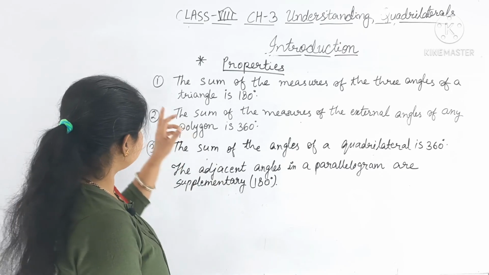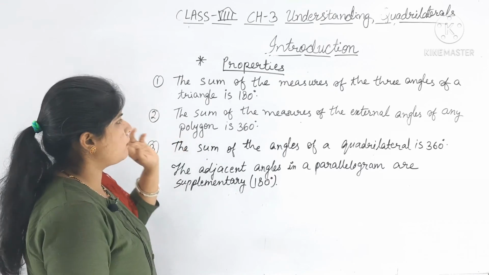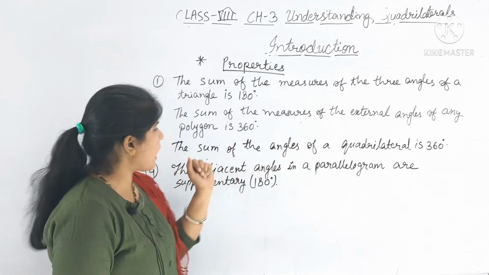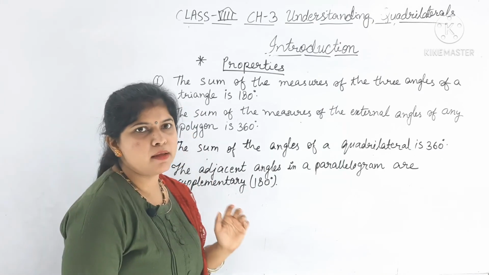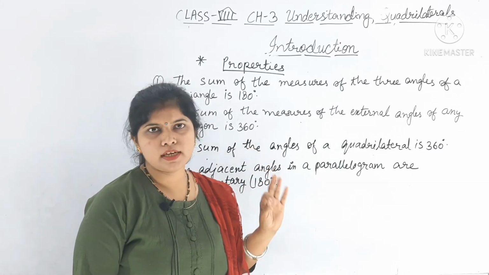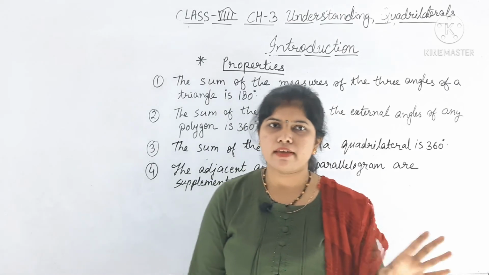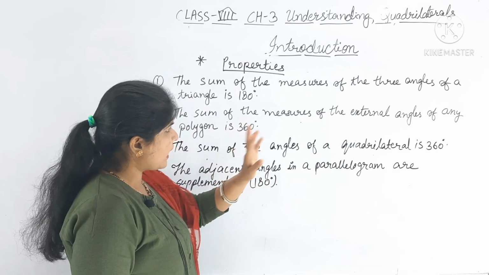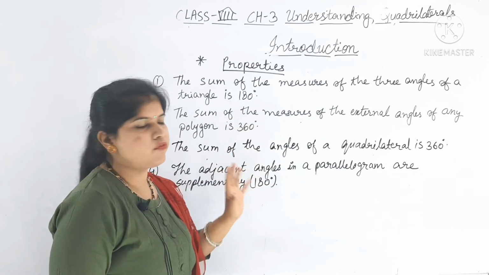Now students, let's see the second point. What is the second point here? The sum of the measures of the external angles of any polygon. Any polygon means maybe it is 4 sides, maybe it is 5 sides or 6, 7, anything. Okay, any side. So the sum of the external angles will be 360.